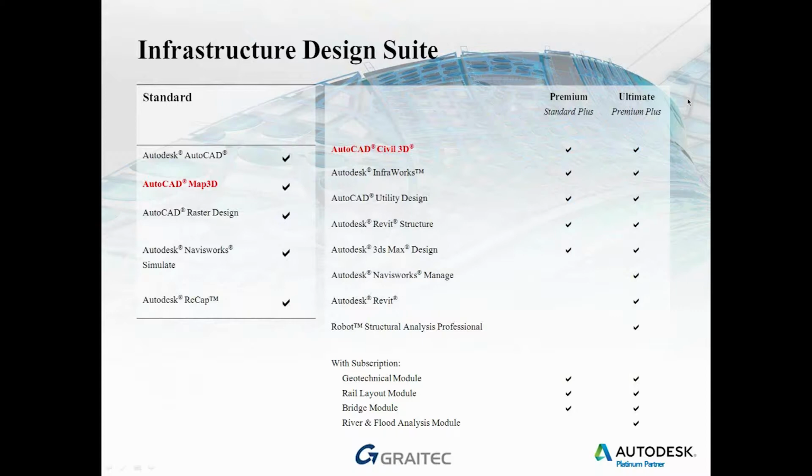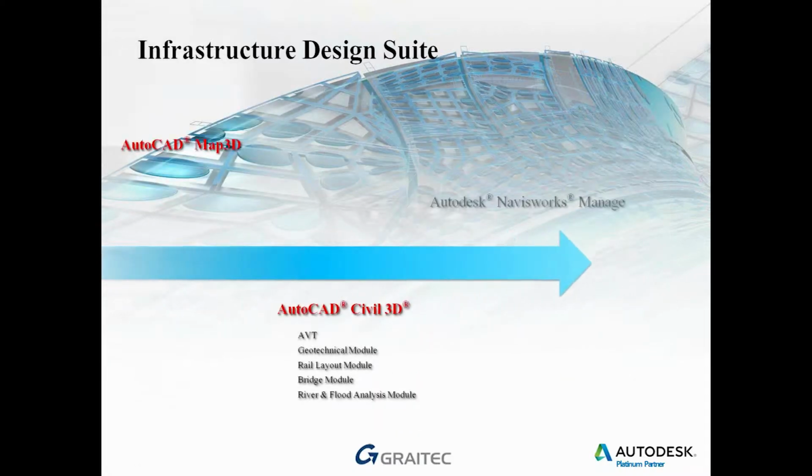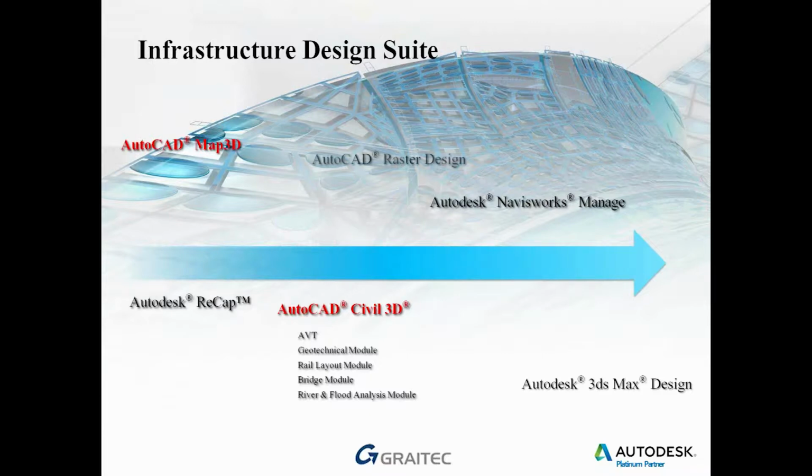So if we have a look at the kind of workflow that you guys work with. Right at the beginning of your project, you maybe need to have a look at constraints, and AutoCAD Map's really good for doing that. And then you'll go into your design process, which is AutoCAD Civil 3D in our case. Maybe you'll have Navisworks Manage for managing the projects. And if you want to sell your jobs afterwards, maybe you go through Autodesk 3ds Max Design. There's some other products that kind of sit around there.